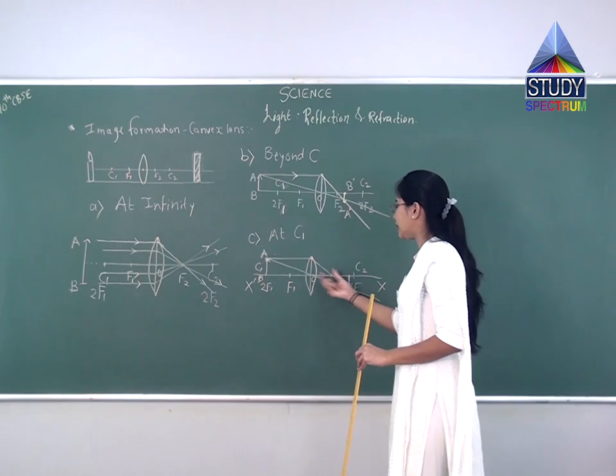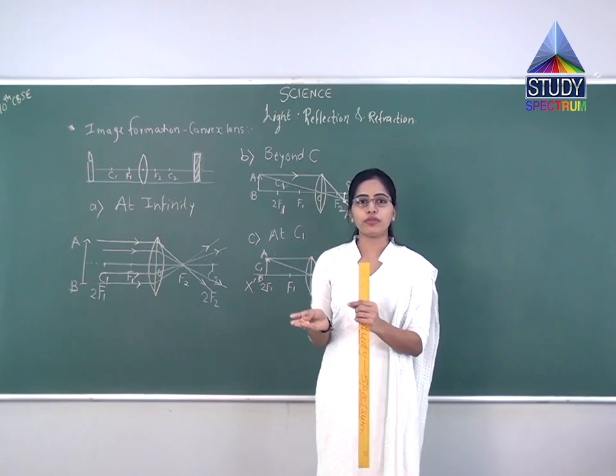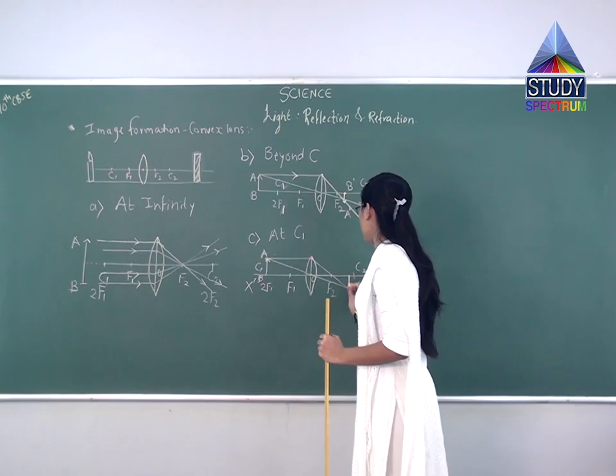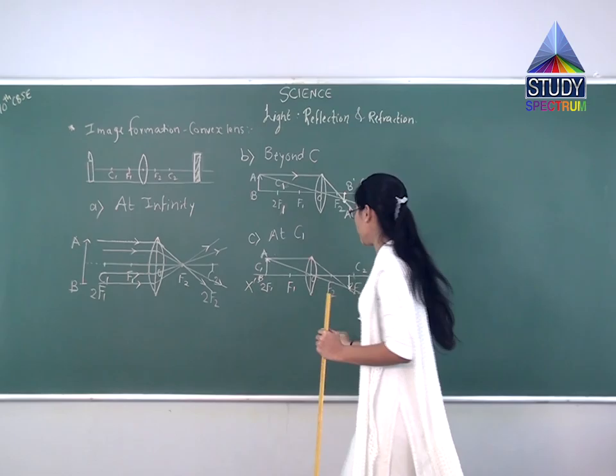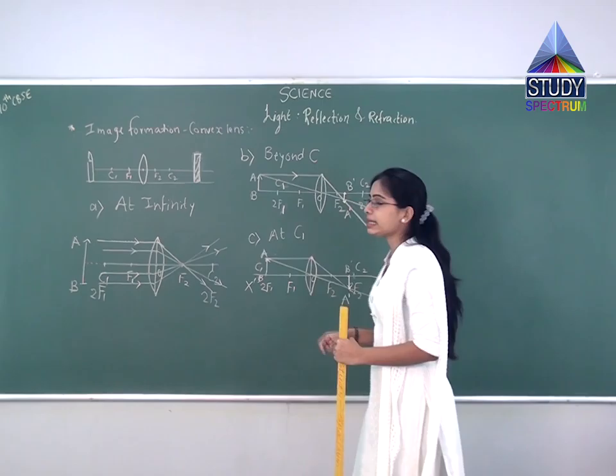But while you are drawing in the notebook, make sure that from the origin you take equal distances on either side of the lens, so that your figure will not go wrong. So here suppose I am getting this image, which is an inverted image. I will name it A dash B dash, and I am getting the image at the second center of curvature of the lens, that is at C2 here.